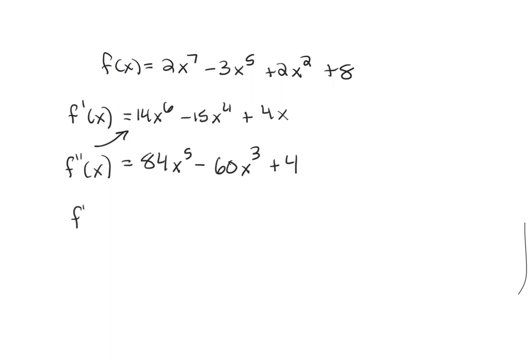Let's go one more. The third derivative is the derivative of the second derivative. 84 times 5, so 420x to the 4th minus 180x squared. All right, next one, we're going to take the first and second derivative using implicit differentiation, which gets a little interesting.